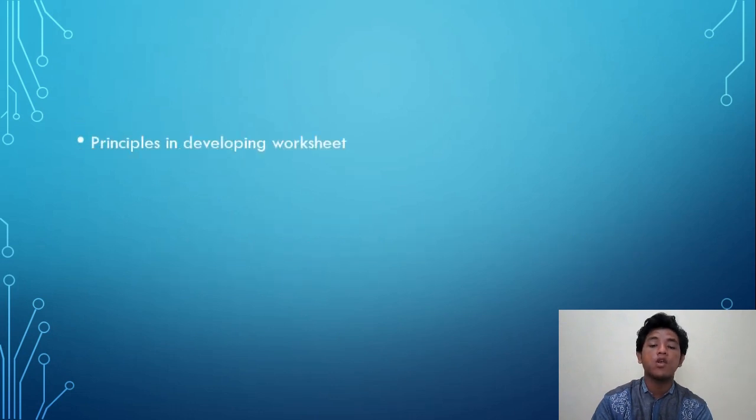Principles in developing a worksheet, Sutejo 2006, page 4. There are three principles that should be understood by people in developing the worksheet. Those are as follows. First is relevance or correlation. The lesson and the competency standard should have correlation.